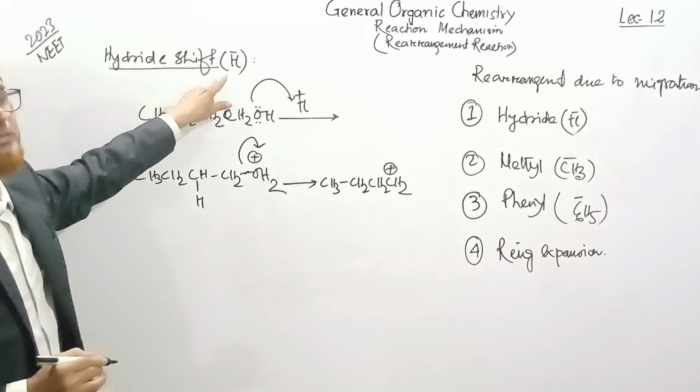Now, methyl shift. Reaction with methyl in NEET. This is the question asked, and the maximum of the students gave the wrong answer. You see, first of all, there is protonation. So what would happen? When the proton is added here, the lone pair of electrons is added here, you are getting OH2 plus, and that will release out as water.